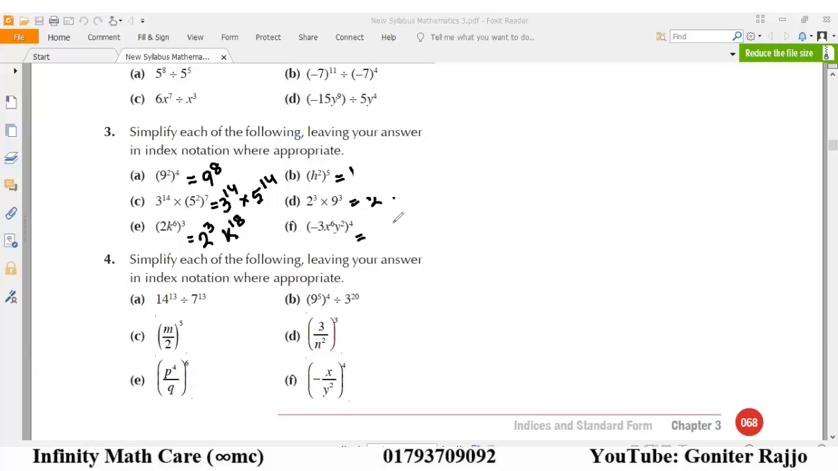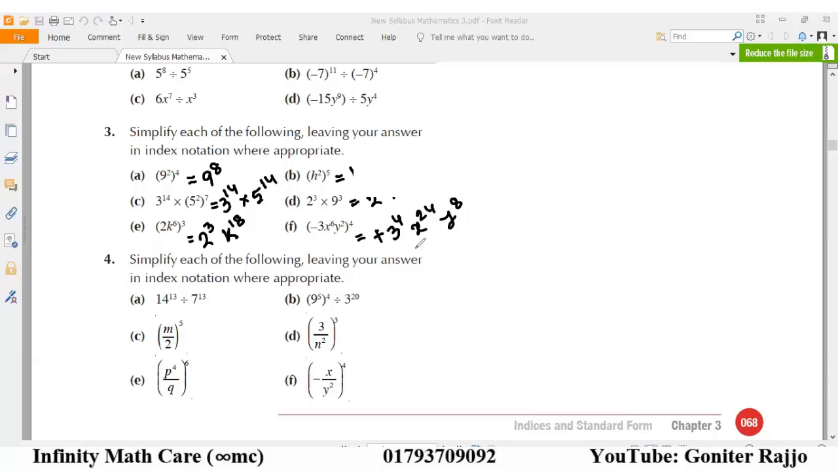Now number F, minus to the power 4. Minus to the power 4 represents we have to multiply the minus 4 times. Okay. So minus to the power 4 will be plus. We know that minus to the power even is plus. 3 to the power 4. X to the power 6 multiplied by 4, that is 24. Y to the power 2 multiplied by 4, that will be 8. Okay.